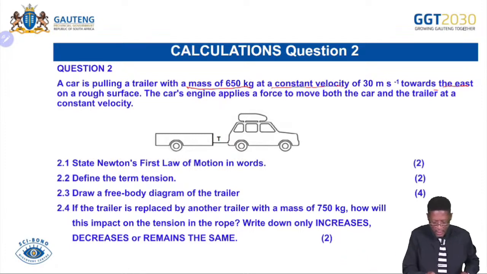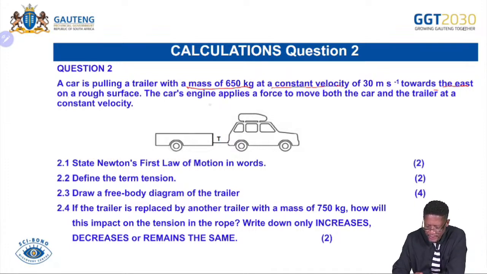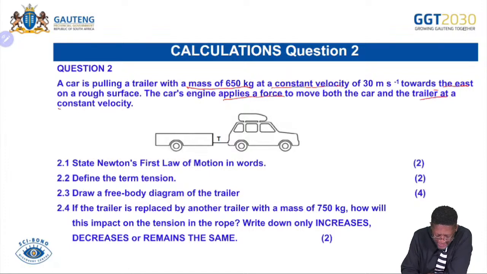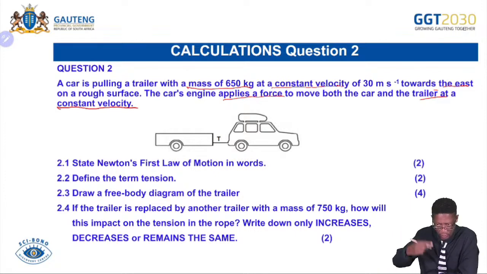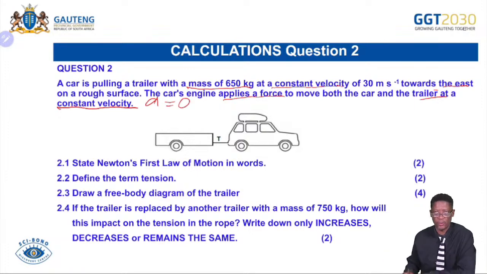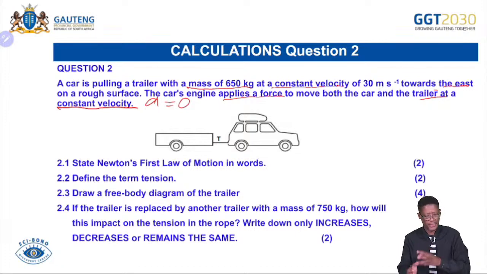We're given a car pulling a trailer on a rough surface. The car engine applies a force to move both the car and the trailer at constant velocity. Remember, when you say constant, immediately what rings in your mind? It rings that acceleration equals 0. There's no change, right? That is very important. So there's a clue. Everything you are reading, they give you a clue. So just interpret it. Just recall what this means.